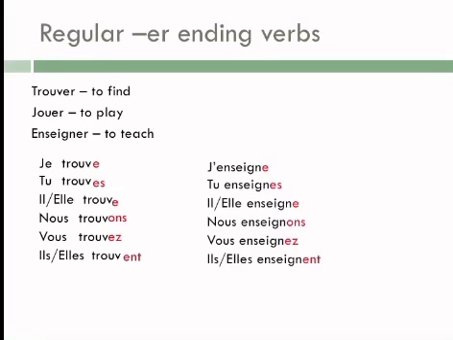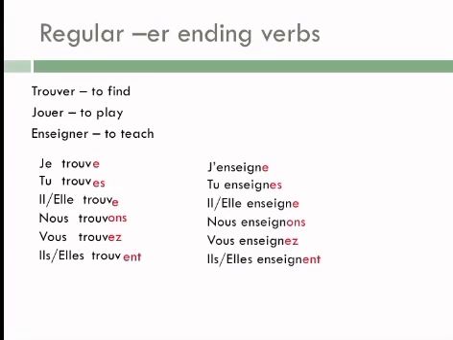Now if you want to conjugate any verb which is ending with er, you will need to follow the same rule. But if the verb is starting with a vowel, then you will need to remove e from je and follow the same rules. But make sure you don't remove u from the word tu. I have conjugated here the verb enseigner, which means to teach.